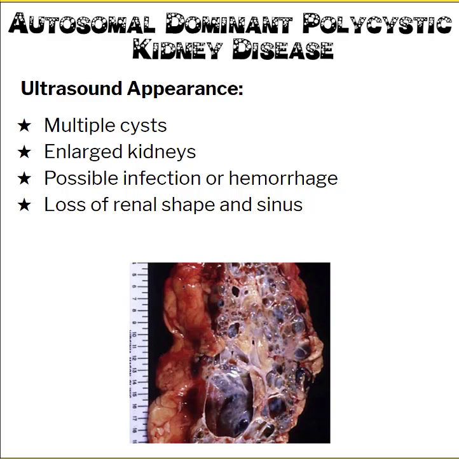So on ultrasound then, we do expect to see cysts with the autosomal dominant variant. So remember, autosomal recessive, no visible cysts, autosomal dominant, very visible cysts. So we're going to see multiple cysts spread out all over the kidneys. Those kidneys are going to be very large as well. Some of the cysts on the kidneys might show some signs of infection or hemorrhage, and then we're going to really lose a lot of that renal shape. It's just going to look like a giant cluster of cysts where the kidney should be.